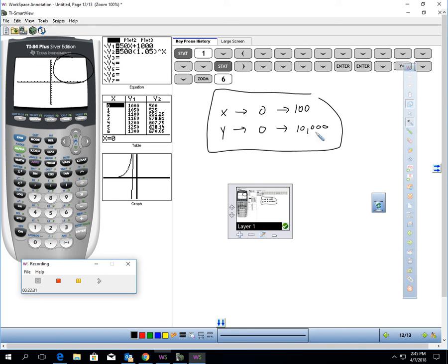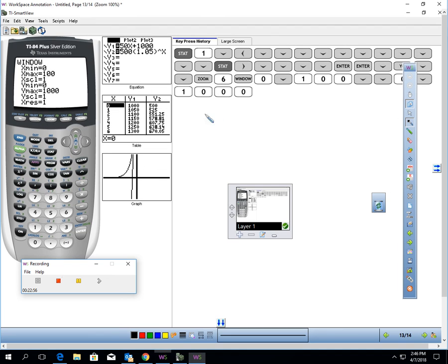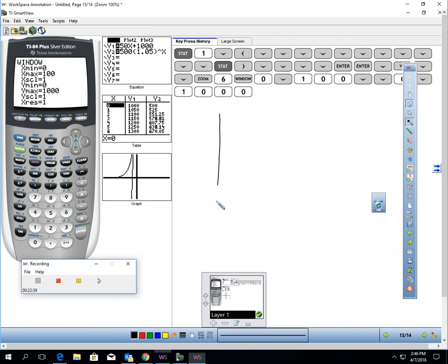So let's do that. To do that, go to window. Our x, we want to go from 0 to 100. There's my domain for x. And for y, I'm going to go from 0 to 1,000. So if you're not understanding what I'm doing, this is all I'm doing right now. When I graph this on my calculator, this is what's going on. I'm going to go from 0 to 100 on my x-axis, but from 0 to 10,000 for my y-axis. Okay, so let me graph.